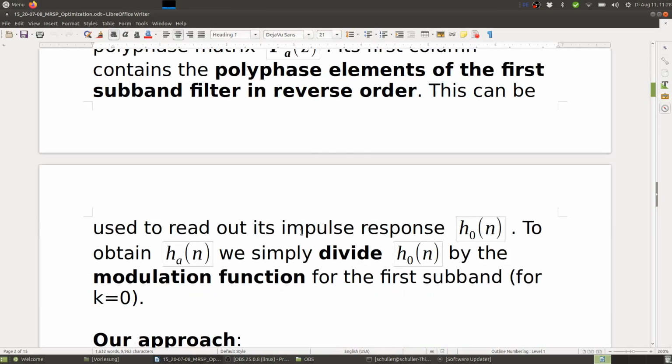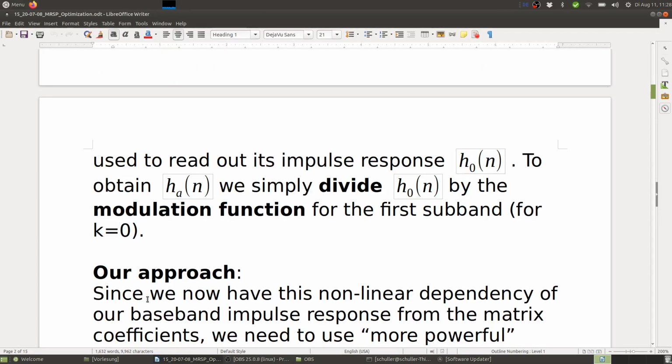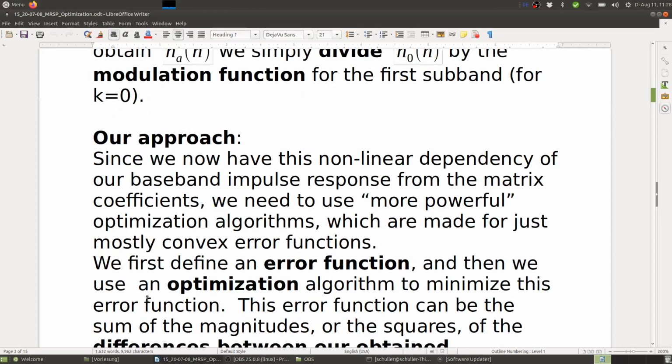So this can be used to read out its impulse response, H0 of n, and to obtain this HA of n, the baseband prototype, we simply divide H0 of n by the modulation function for the first subband for k equals 0. Right? Since we know we have a modulated filter bank, we can just divide by the modulation function to obtain HA of n. So these two approaches can be taken for our optimization approach or the implementation. So we have to decide how to implement it, for instance, in Python.